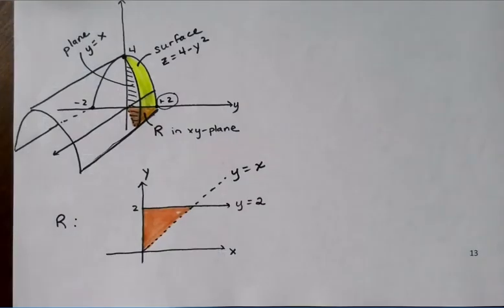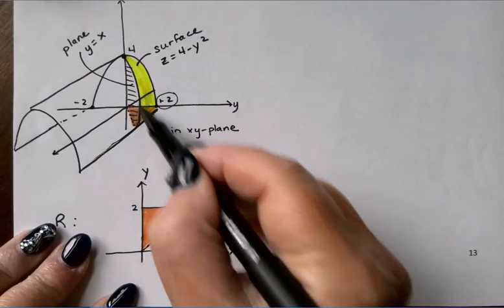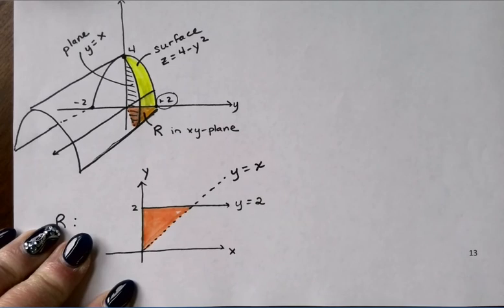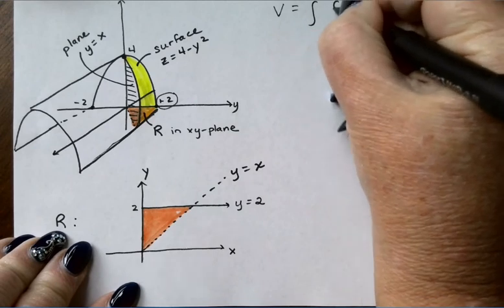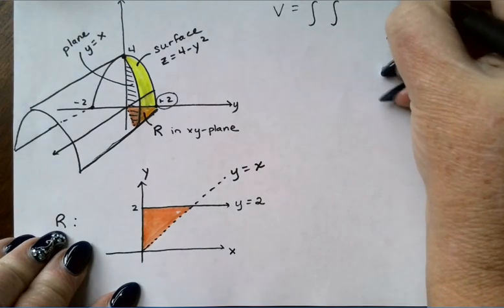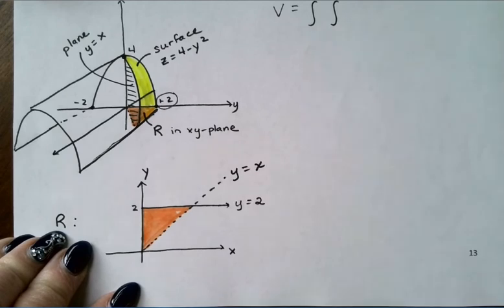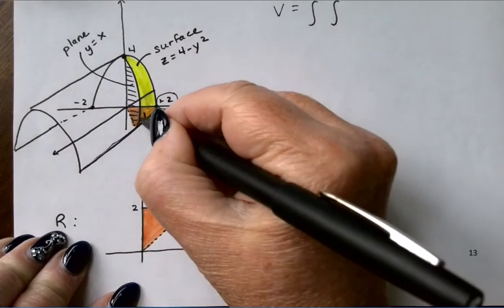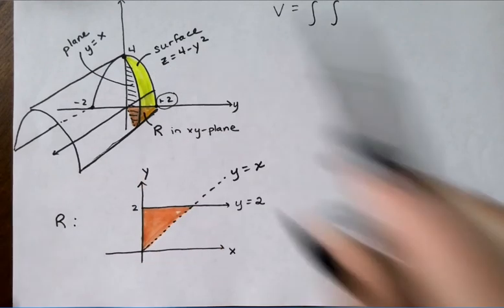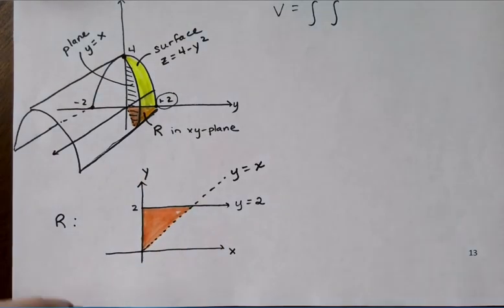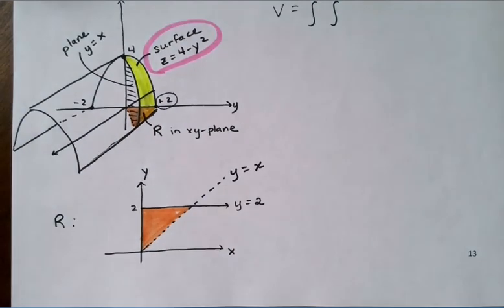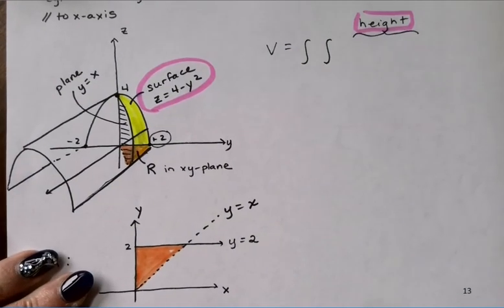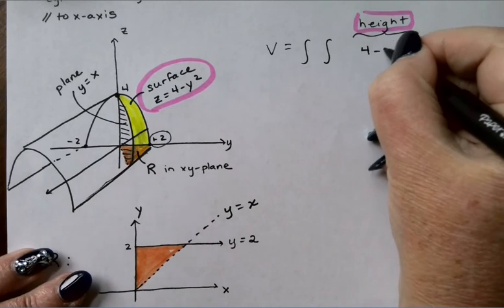So let's see, going back to our problem, my goal now is to find the volume of this wedge thing that we have now described, hopefully reasonably well, to ourselves. And to do a volume, again, I always integrate a height function. In this case, the height function, the z value, is this surface right here, right? Here's my height. So I'm going to integrate the function 4 minus y squared.